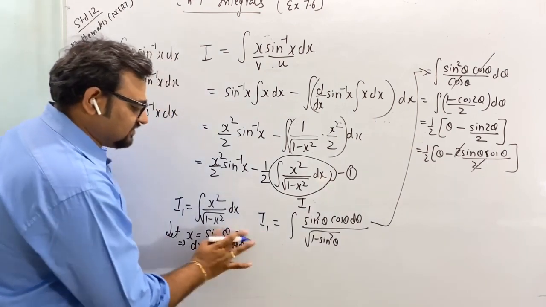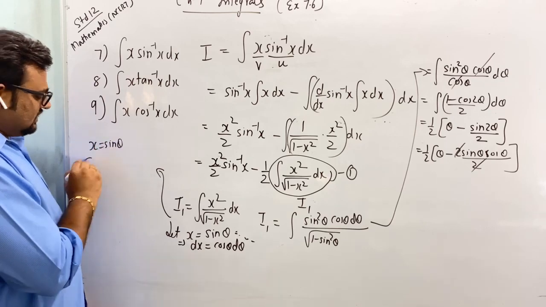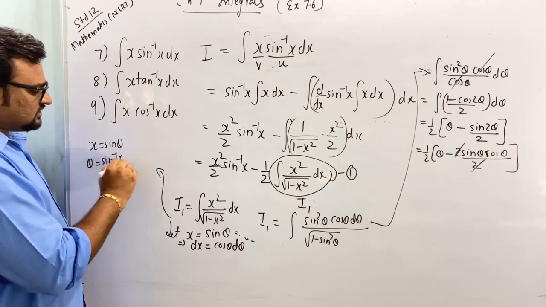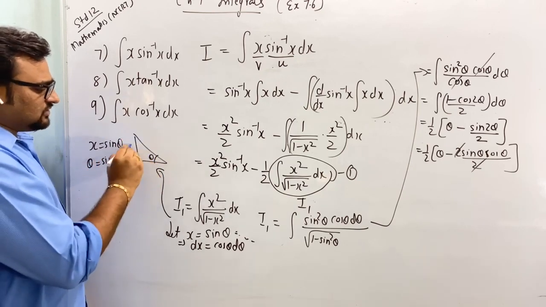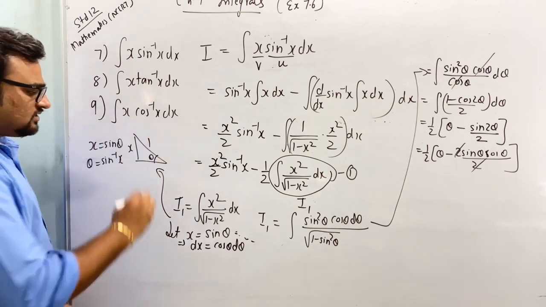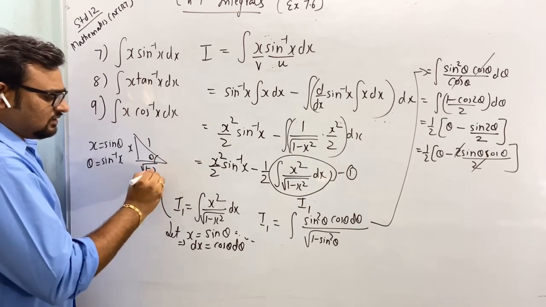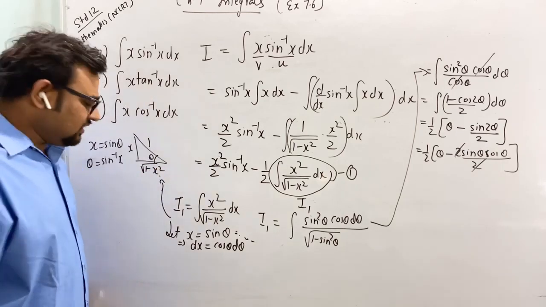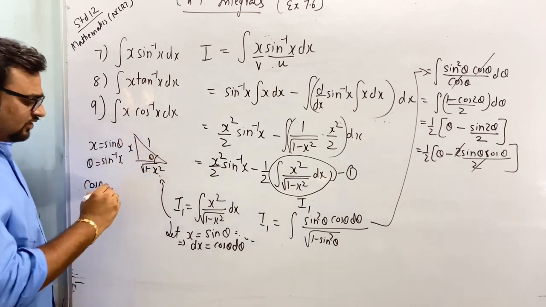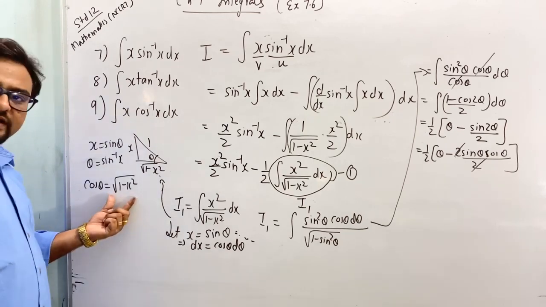Now I'm solving this here. See, x equal to sine theta, theta is equal to sine inverse x. So if I draw a triangle, this will be x, this will be 1, right? Sine theta equal to x, opposite upon hypotenuse. So this will be root of 1 minus x square. Clear? So what is cos theta? Value of cos theta is adjacent by hypotenuse. Clear? So root of 1 minus x square.